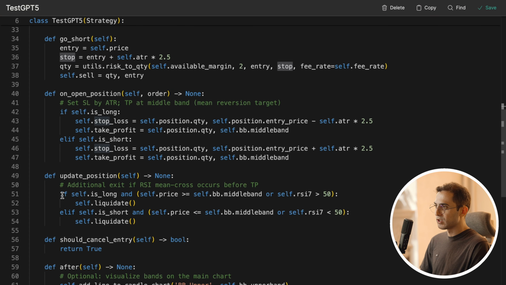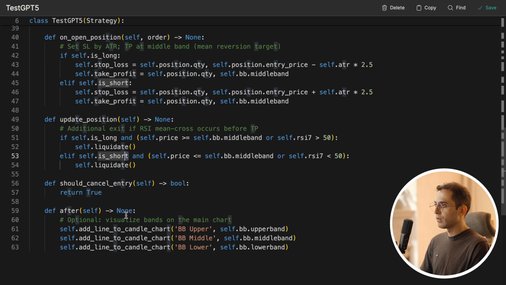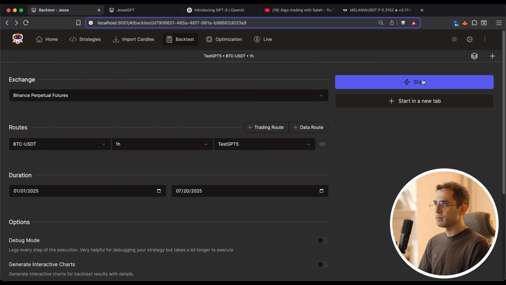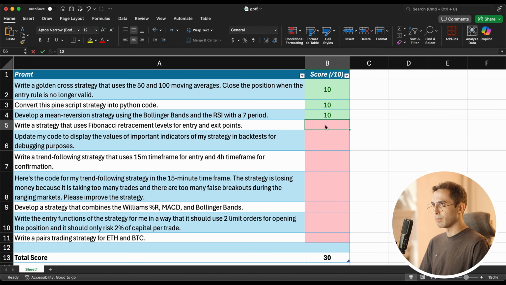As for update position, if it's a long position and the current price is above middle band or the RSI is above 50, we want to liquidate the position, and the opposite if it's a short position. Right, so perfect. It also defined some values for the chart so we can debug the strategy easier. So this seems perfect. Now, it was a pass, so let's go and give it a perfect 10.